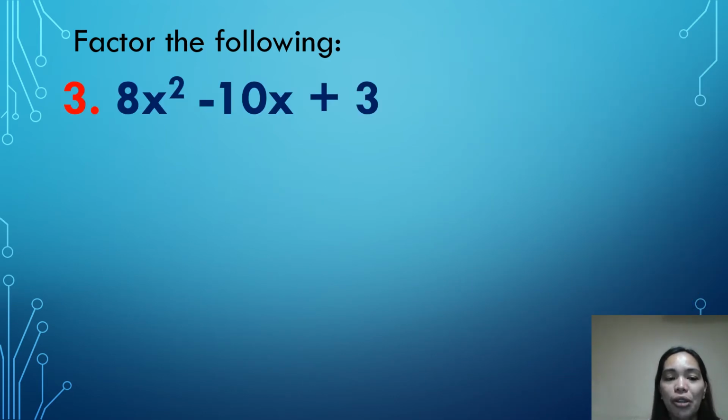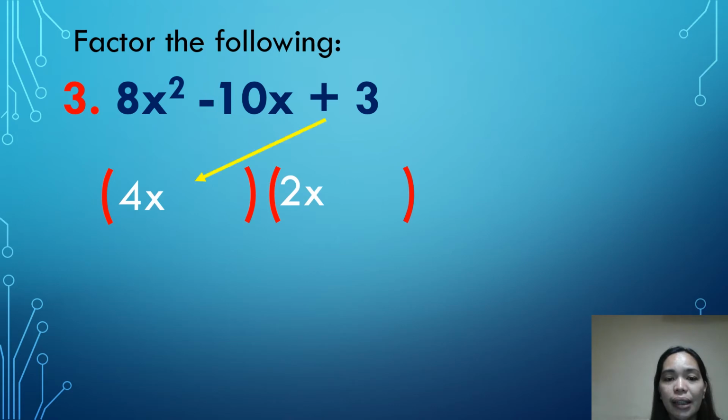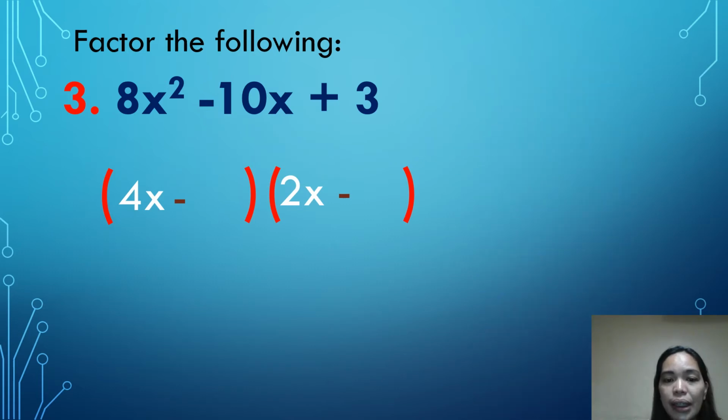Okay, next, example number 3. What are the factors of 8x squared? We have 4x and 2x. And the last term is positive. We are looking for like signs. Are they both negative or both positive? Since the middle term is negative, they are both negative. And what are the factors of the last term? The factors of the last term, 3, are 3 times 1. So let us first try 3 times 1.